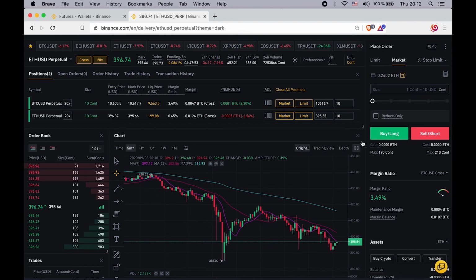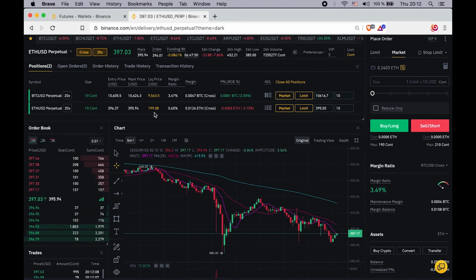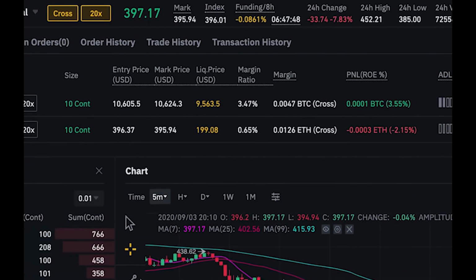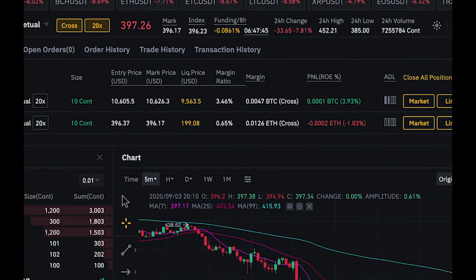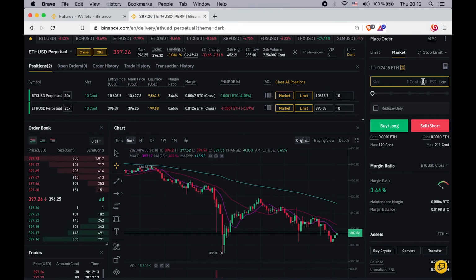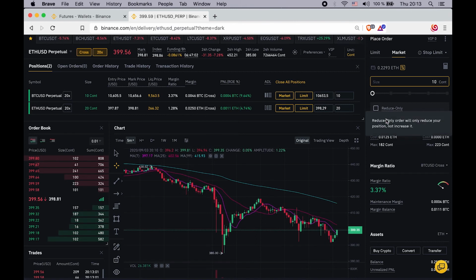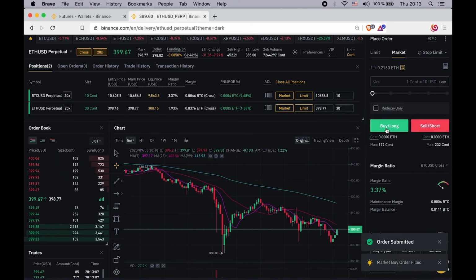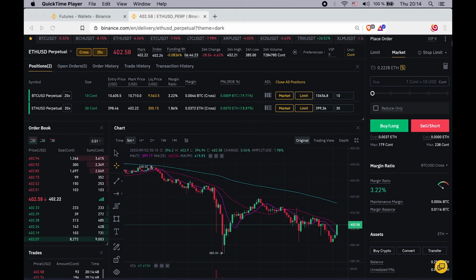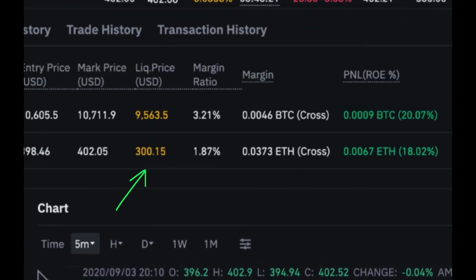Here we are in our 10 contracts position, but 10 contracts means that we are without leverage because we already had more than $100. But we see a liquidation price, that's because we are in cross and we have a bigger position in BTC. Let's take another 10 contracts for example. And another 10 contracts again. Now we have a position of 30 contracts, so this is almost 3x leverage. Here we see our liquidation price changed to $300.